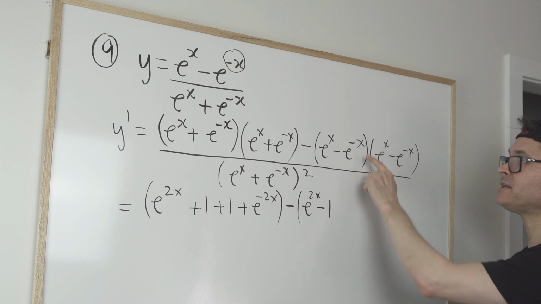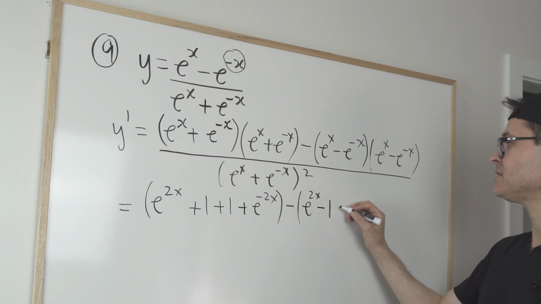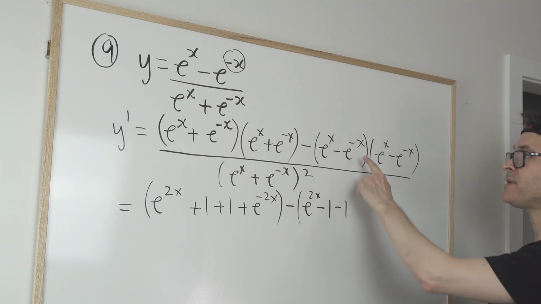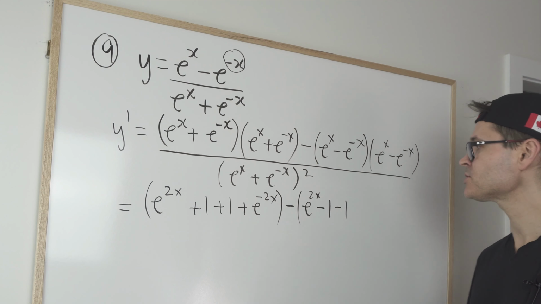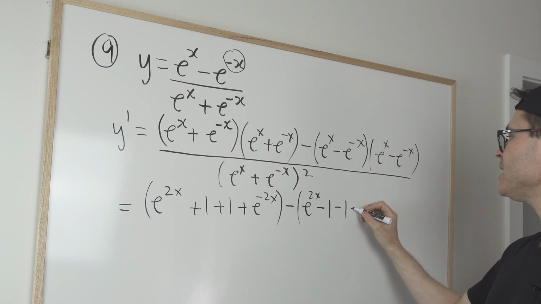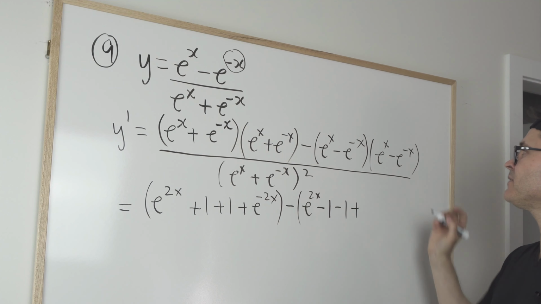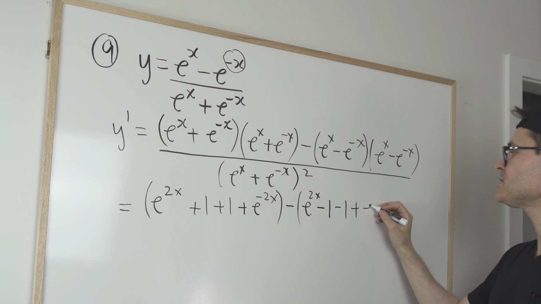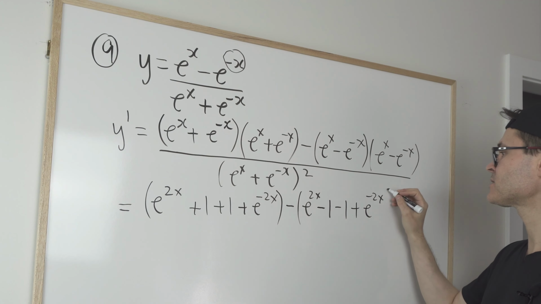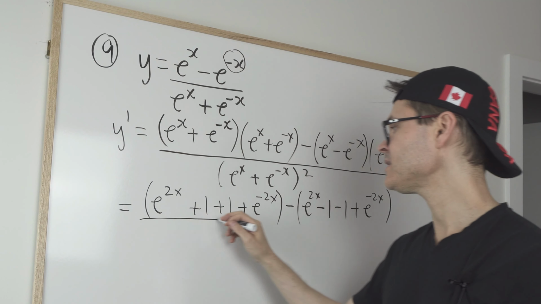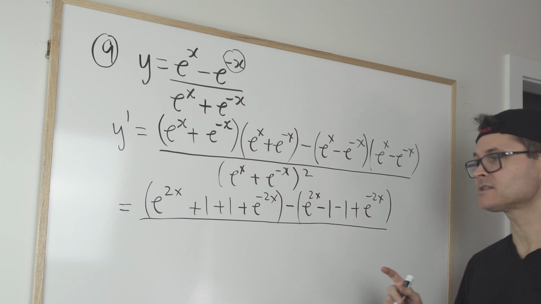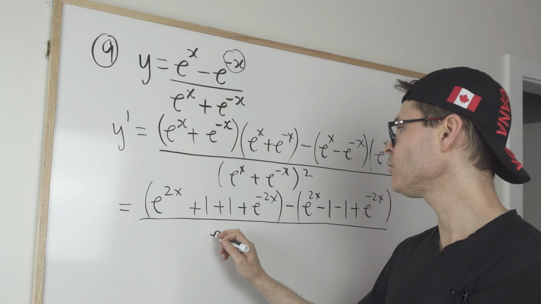And then negative e to the negative x times e to the x is going to be negative 1 as well, just because these exponents are opposites. And then a negative and a negative is a positive. e to the negative x times e to the negative x is going to be e to the negative 2x. Okay, just looking at that, I can already see some cancellation opportunities all over the bottom squared.